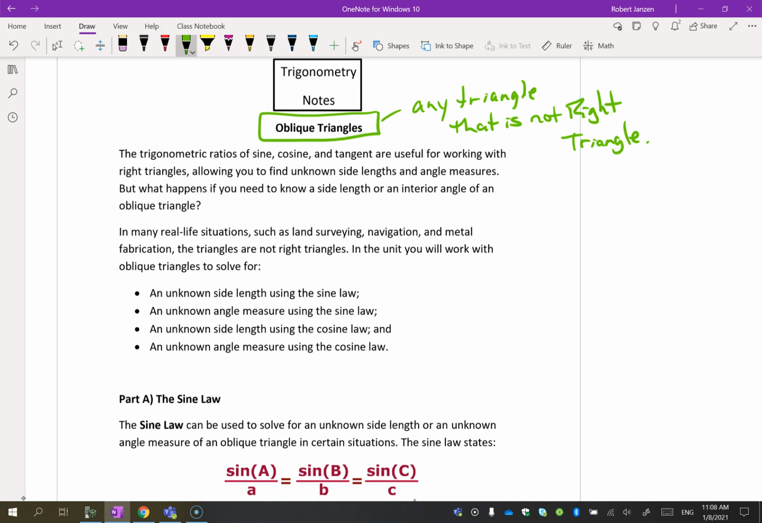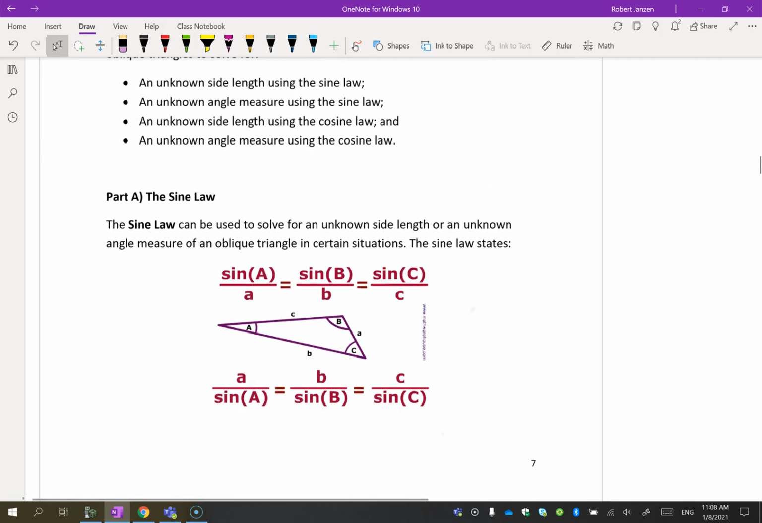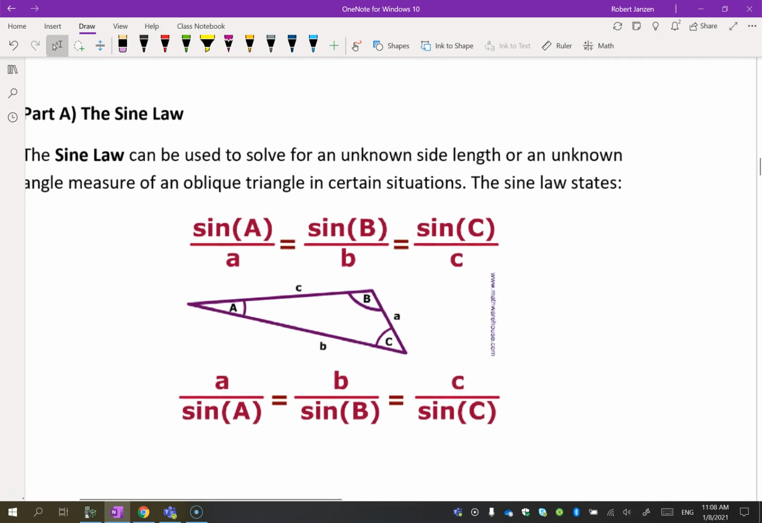Okay? So these are used in many real life situations because a lot of times you don't have a right angle. Okay? So we're going to learn first about sine law, and then we're going to use cosine law. For today's lesson, we'll do sine law. Here's sine law. This right here.